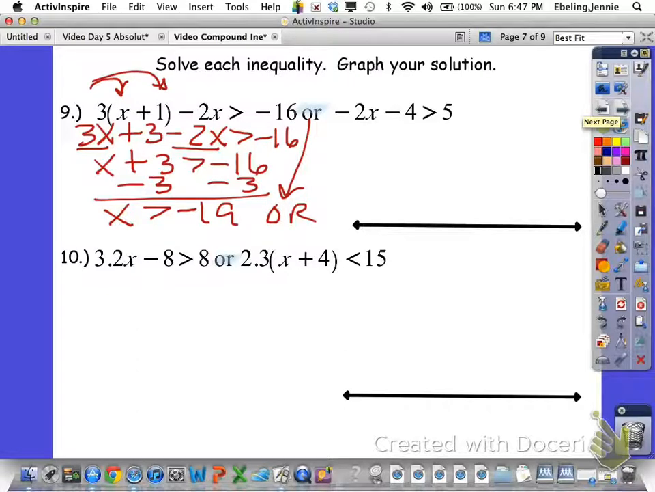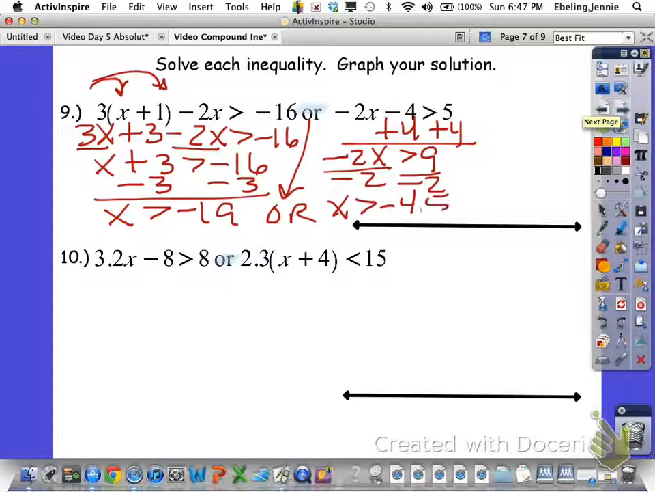On the next one, once I get done solving the one on the left, then I go to the one on the right, and I start solving that. So I'm going to add 4 to both sides. And I get negative 2x is greater than 9. Divide both sides by negative 2, I get x is greater than negative 4.5.